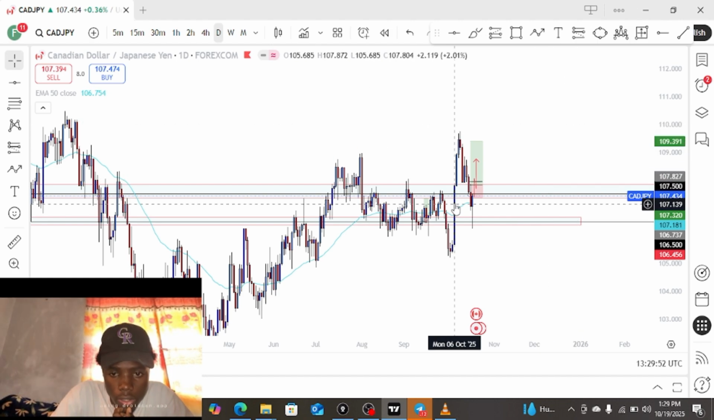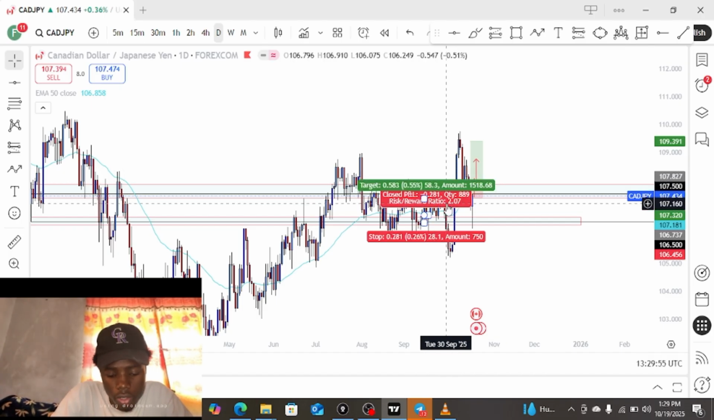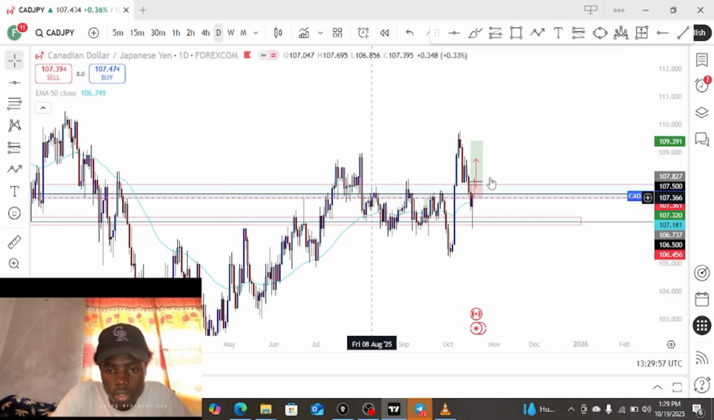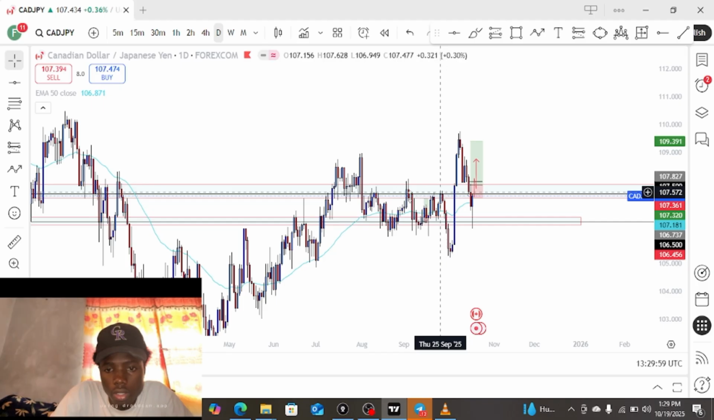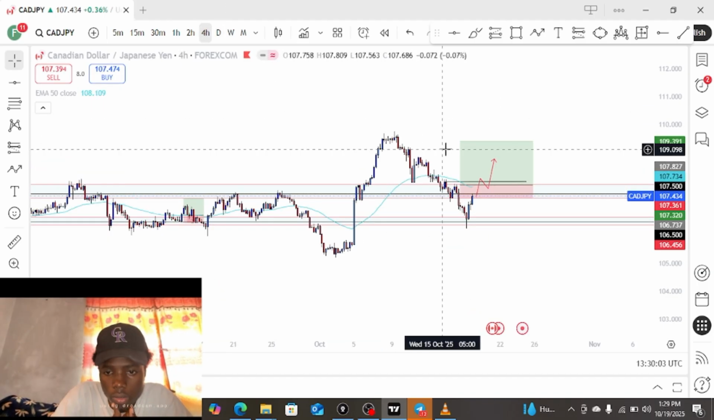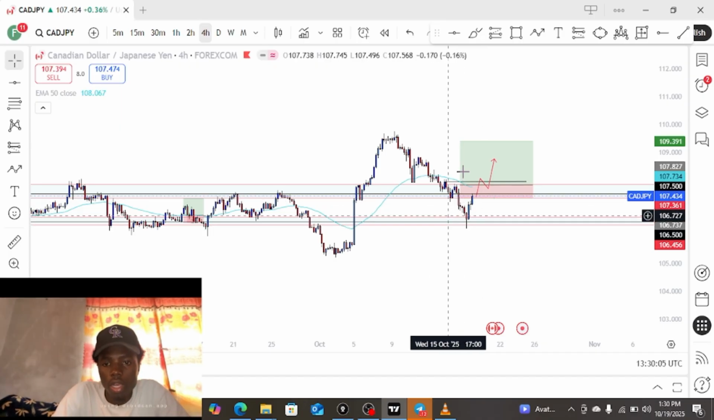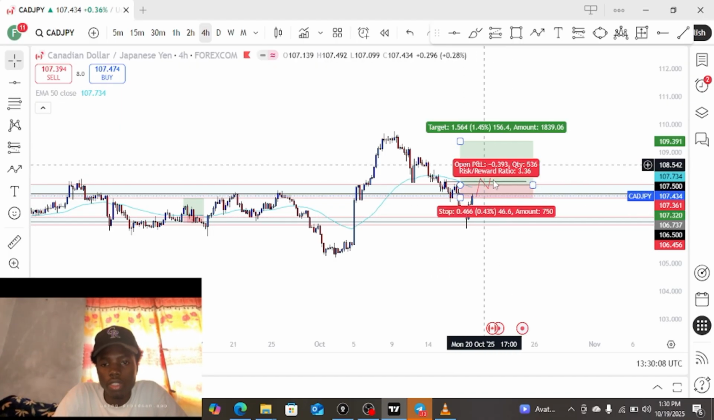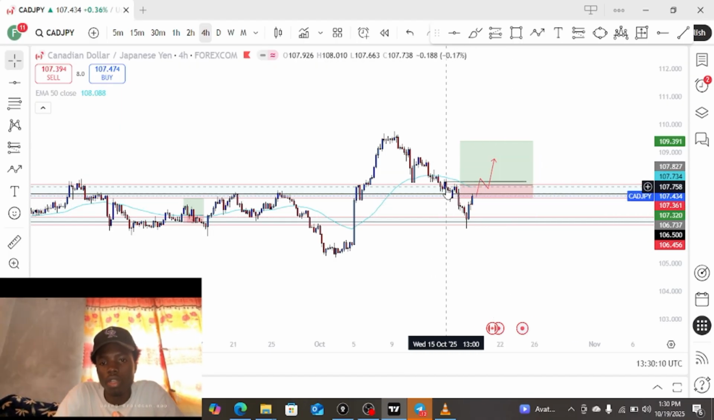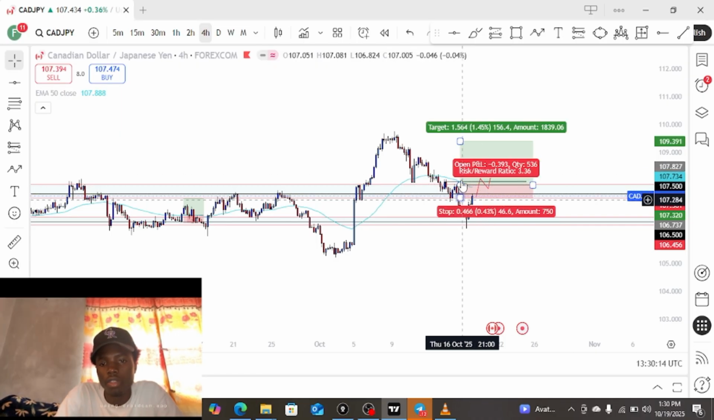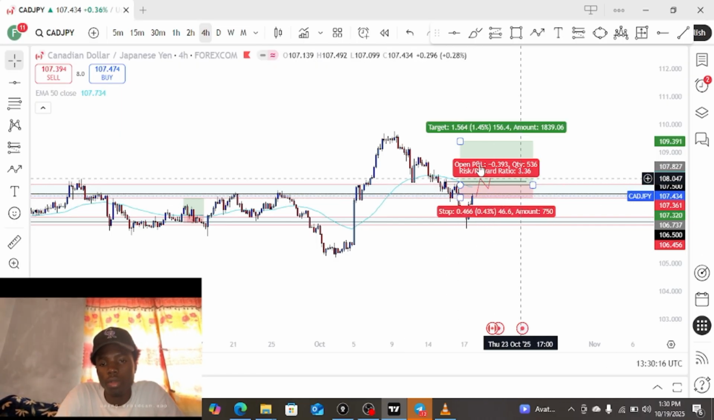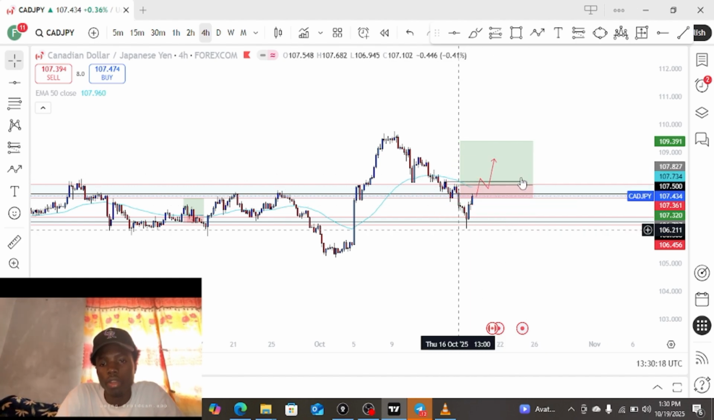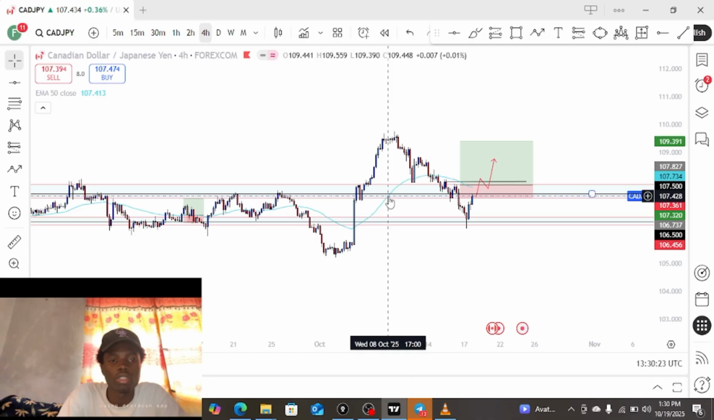You can see that it's also rejecting the previous structure point. Let's go to the 4 hour. I'm now looking for the shift of structure on the 4 hour. Rejection from the 4 hour EMA, rejection from the psychological level, and then the point of interest, and give me some candlestick rejections as well.